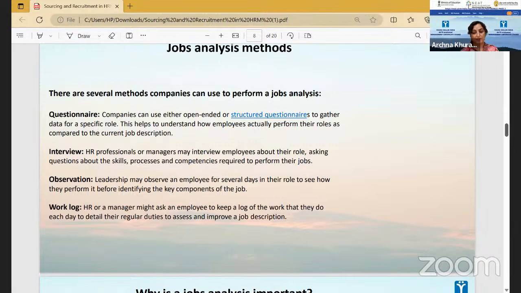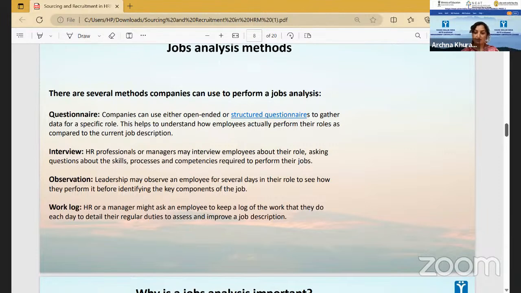Now you're asking every person who is performing that role for which you are writing the job description. You just talk to them about the skills that are required on a day-to-day basis, the processes that they follow, what are the competencies that are required to perform that job, other than their qualifications and eligibility, number of years of experience. So this is how the interview method can be put into use for doing job analysis.